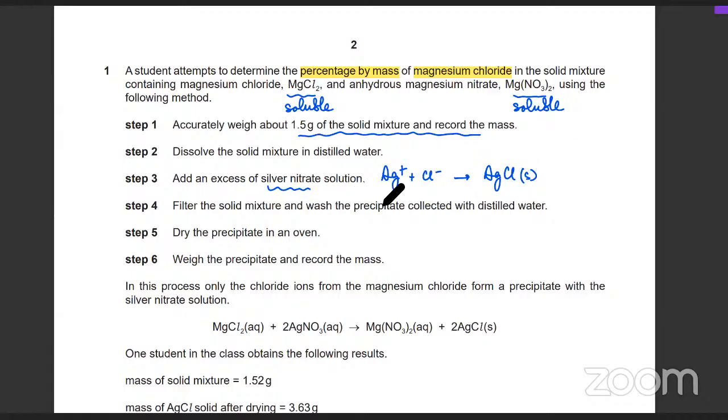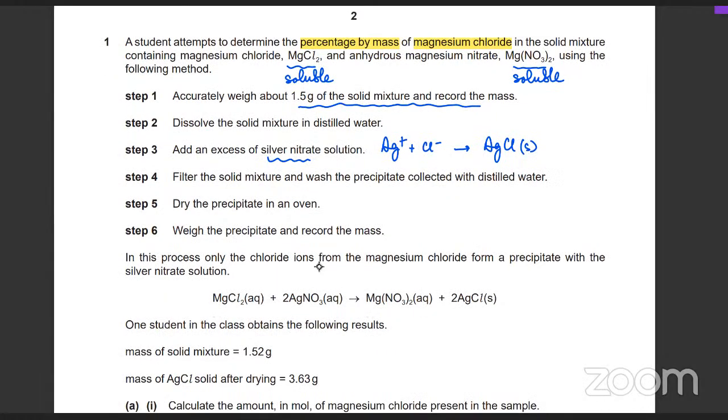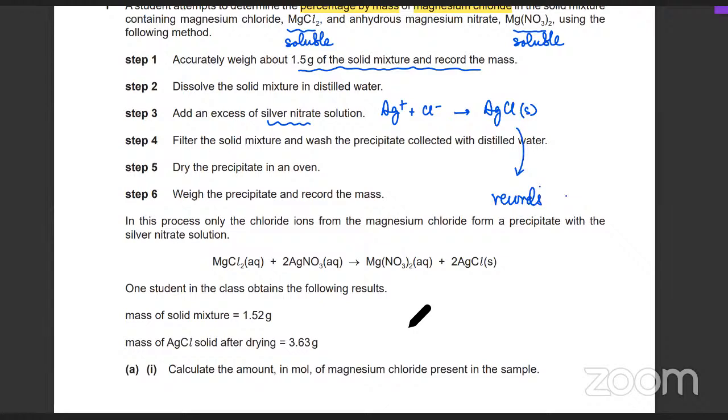He filters the solid mixture, washes the precipitate and collects it with distilled water, dries the precipitate in an oven, weighs the precipitate and records the mass. Now, in this process, only the chloride ions from the magnesium chloride form a precipitate with the silver nitrate solution. He's given us the ionic equation as well, the complete equation.